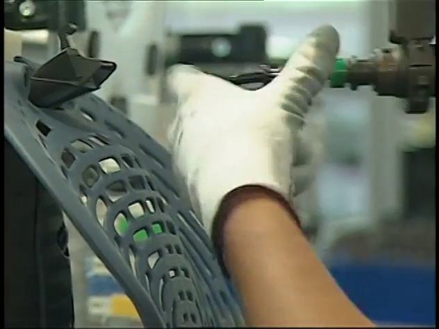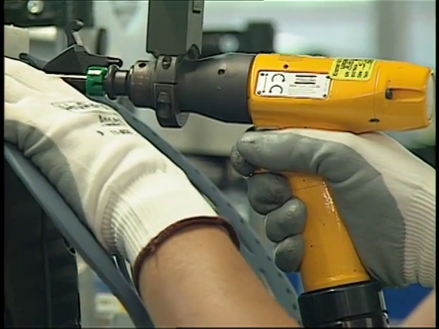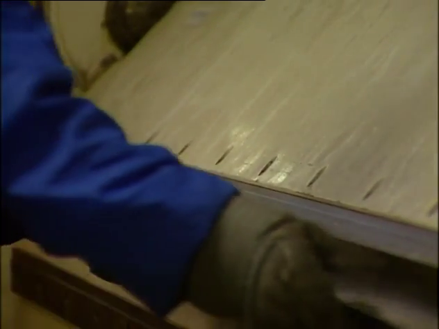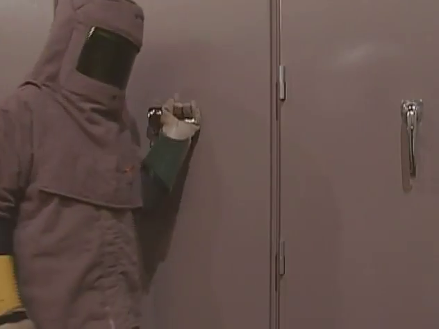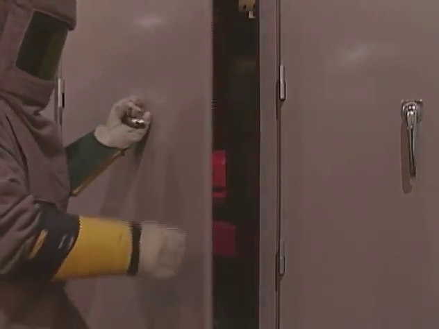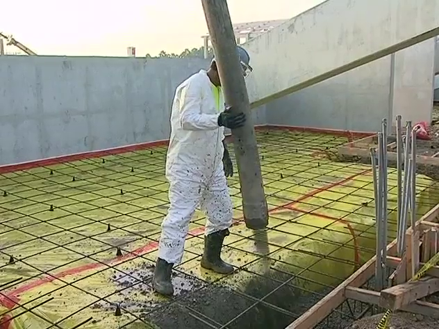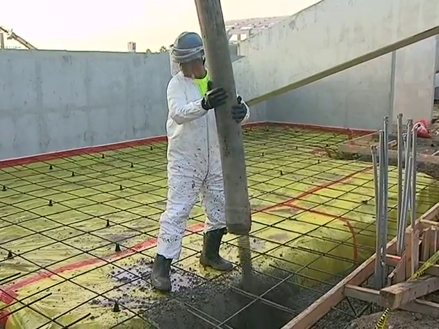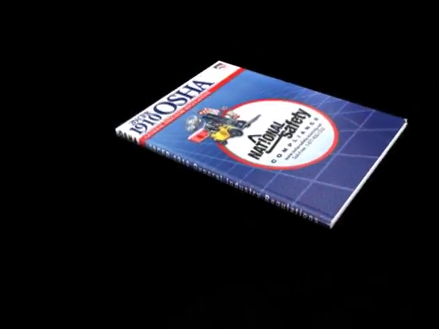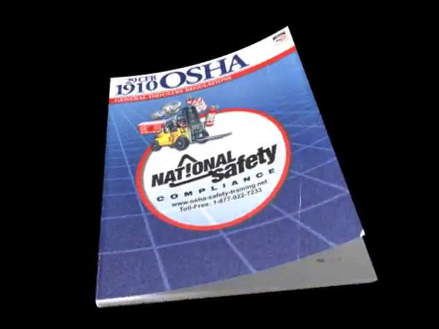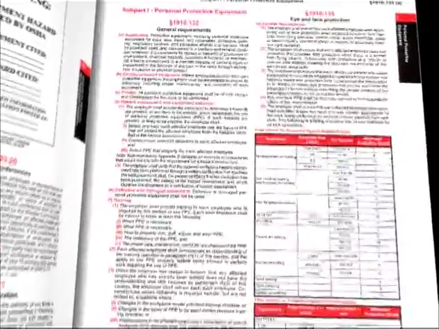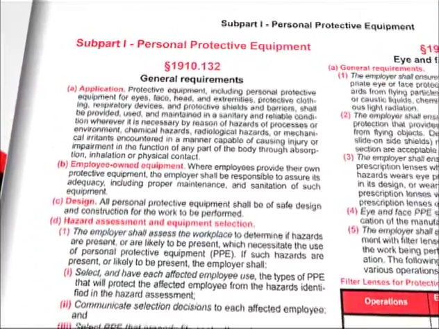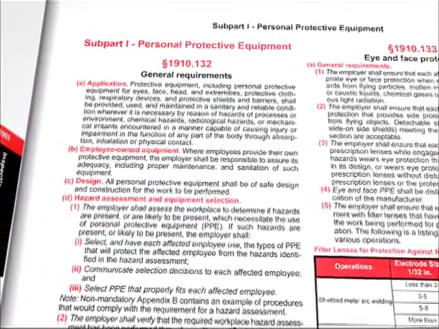OSHA requires the use of PPE to reduce employee exposure to hazards when other workplace controls, such as engineering and administrative, are not feasible or effective in reducing the exposure to acceptable levels. Employers are required to determine if PPE should be used to protect their workers. Regulation 29 CFR 1910.132 covers PPE and provides the guidelines that employers must follow in determining requirements.